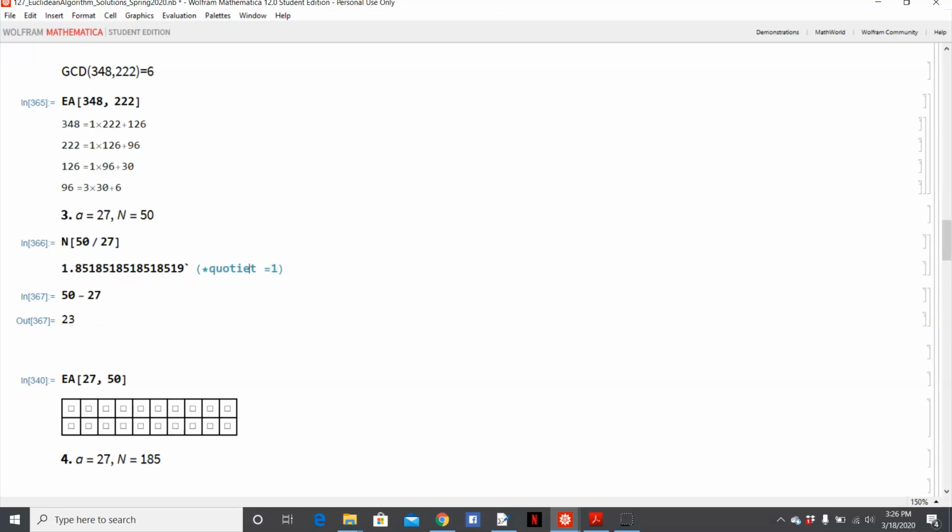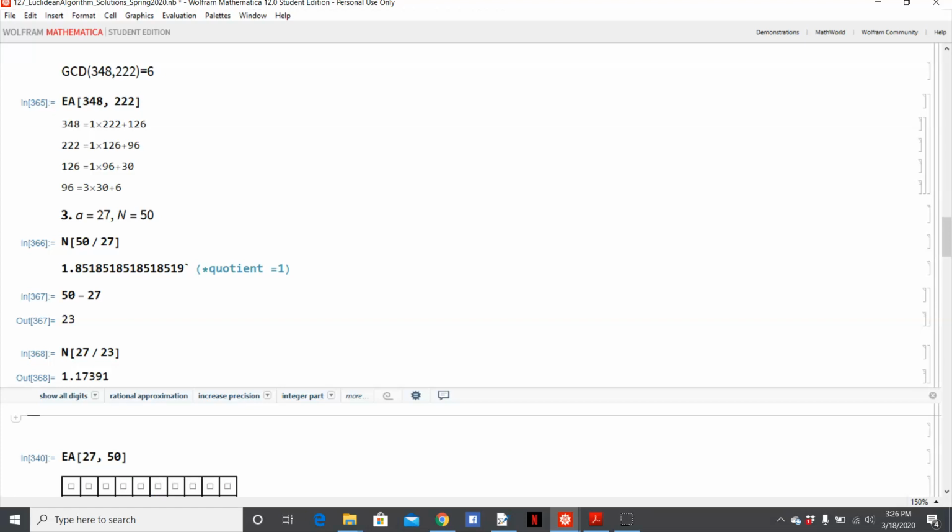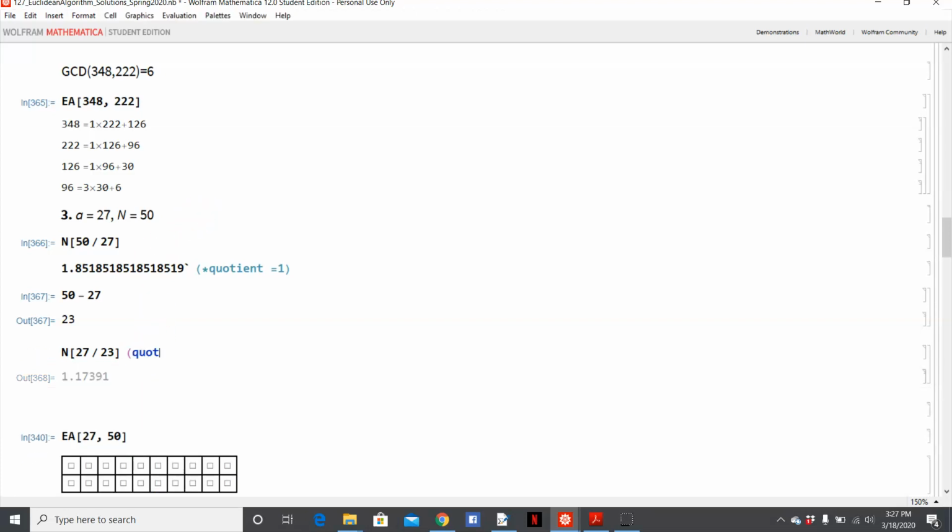And quotient is spelled with an N. All right, and so then I get a remainder of 23. So now I will take 27 and I'll divide it by 23. And not surprisingly, again, the quotient is 1. So I'm going to make a note of that.